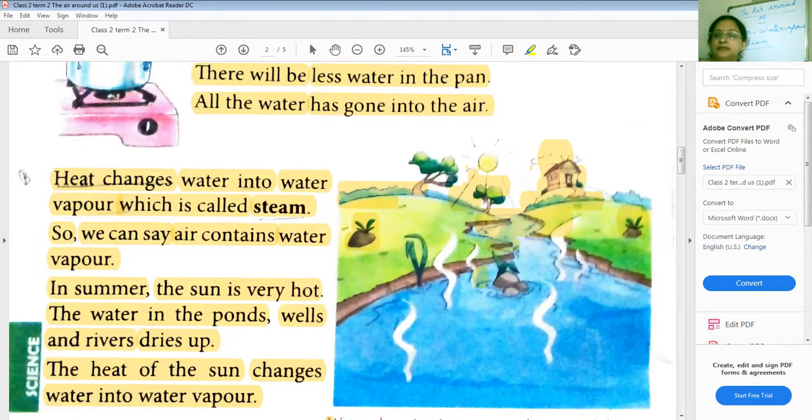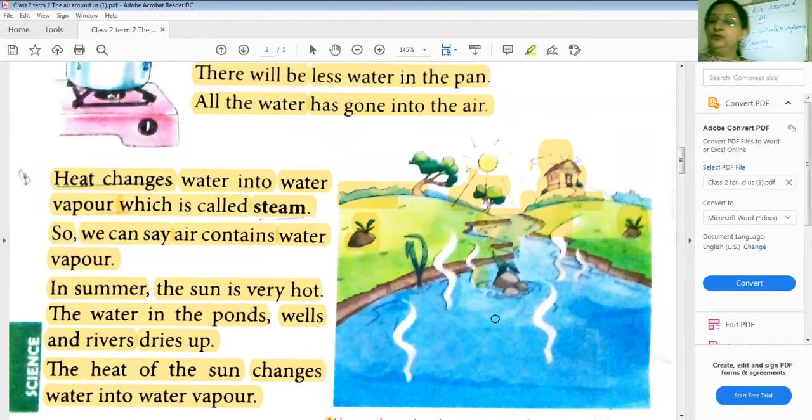In summer season, can you see the sun very hot here? So this hot summer sun is changing the water into water vapor. And what is this water vapor called? Hot water vapor is called steam. So in summer, the sun is very hot and the water in the ponds, wells and rivers will dry up. The heat of the sun changes water into water vapor.